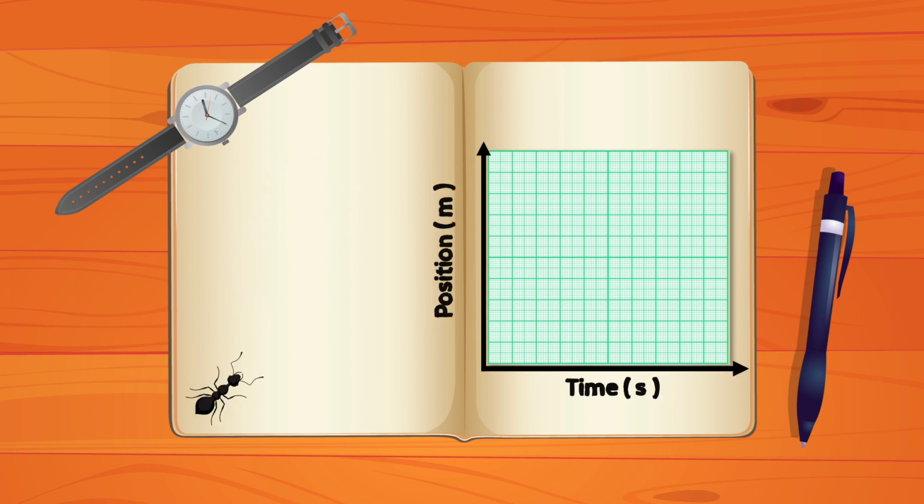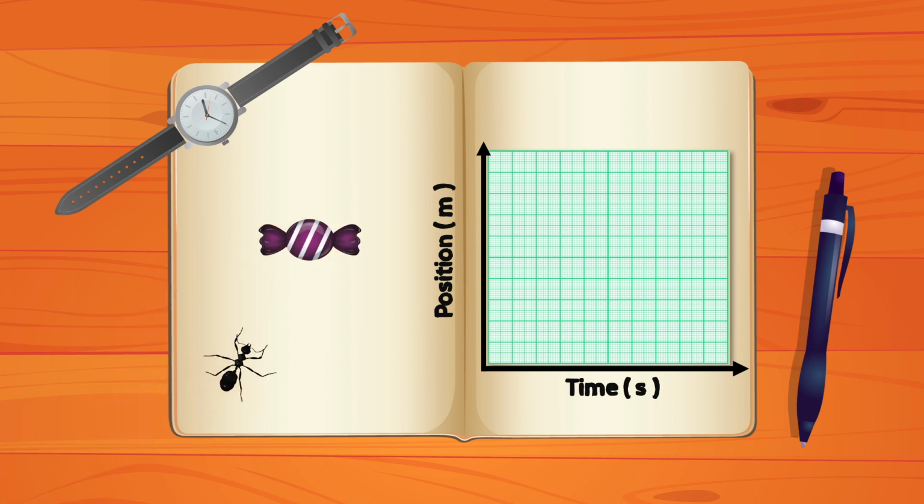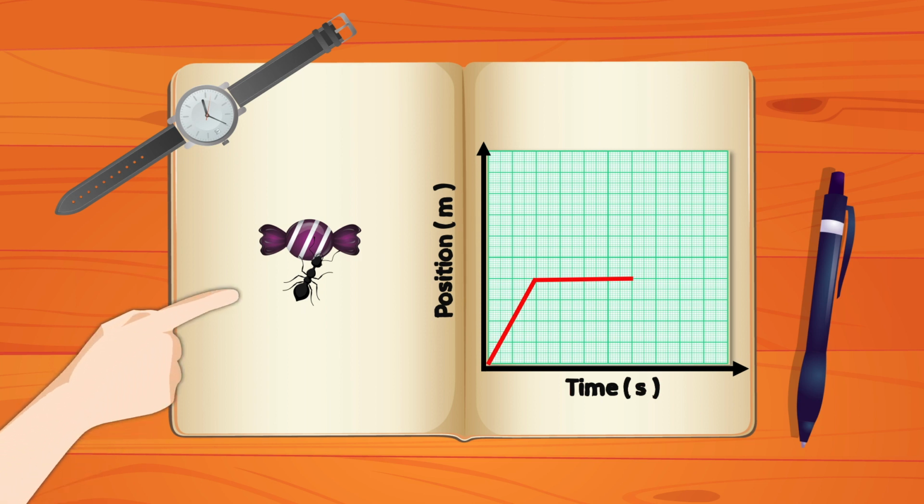Now, let us closely study the movement of this ant and mark its motion on our graph. Imagine a sweet kept on the book. The ant starts moving towards it. When the ant moves forward, the motion of the ant is plotted on the graph as the position of the ant keeps changing. When the ant comes to a stop, the line on the graph becomes a straight line parallel to the time axis. Now, move the sweet away from the ant.